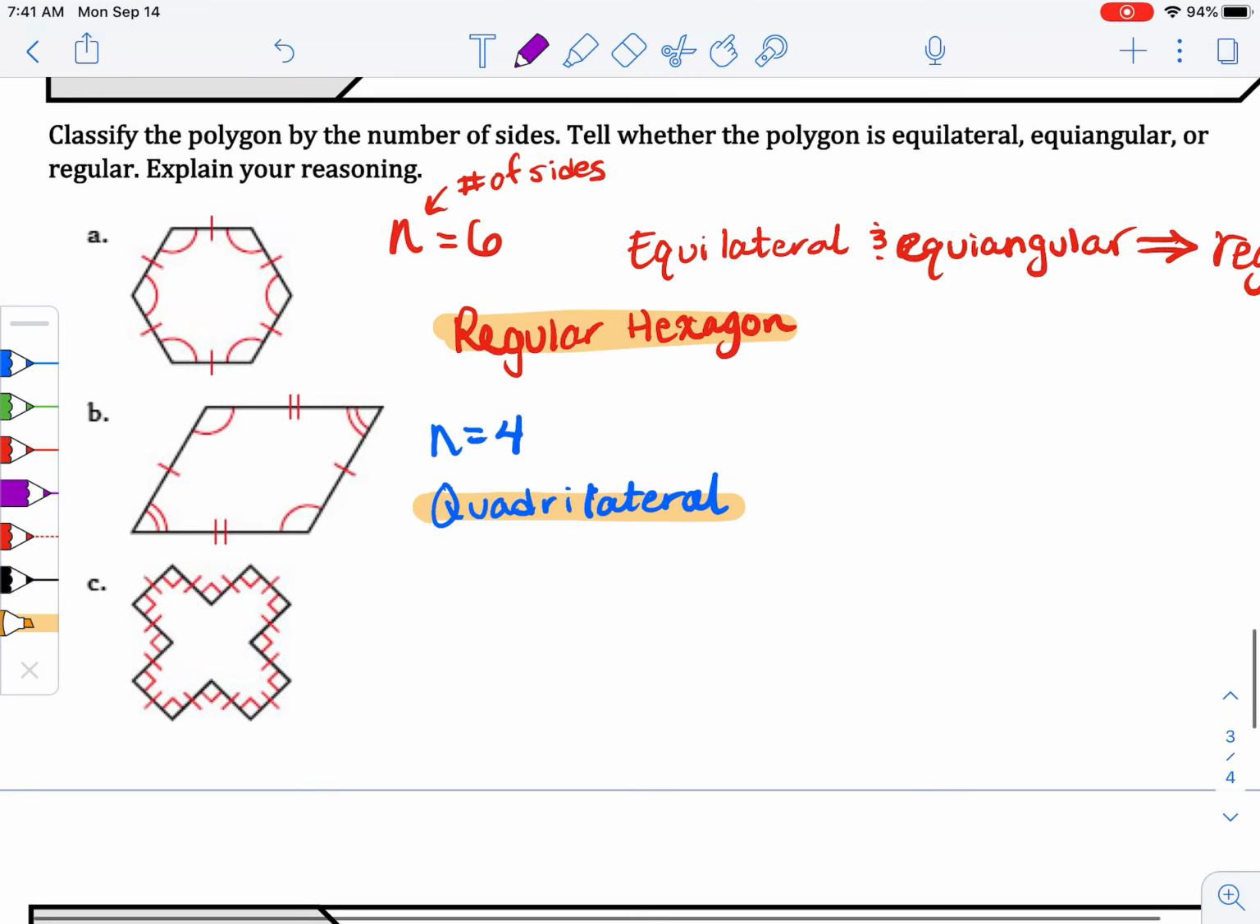And then finally, this last one, we have 1, 2, 3, 4, 5, 6, 7, 8, 9, 10, 11, 12 sides. And then it looks like this is equilateral and equiangular. We have all these one lines, right? So it's definitely equilateral. But if you look at the angles, we have to be a little careful here because we want to count interior angles. And that is not equal to 90 degrees, right? That'd be 270 degrees. So this is not equiangular, it's just equilateral. So we would say that this is an equilateral dodecagon.